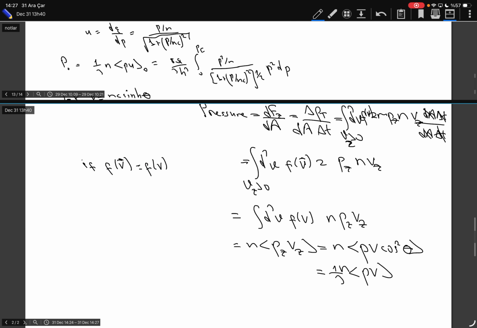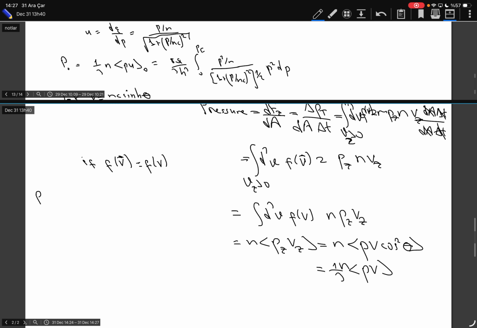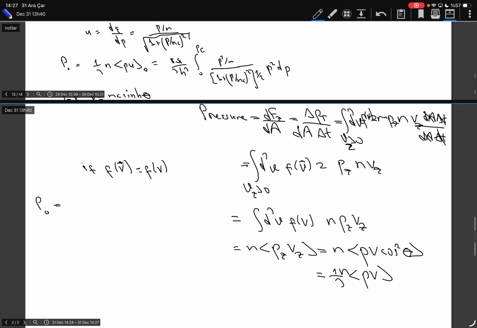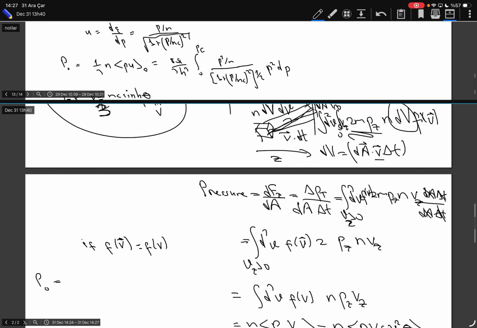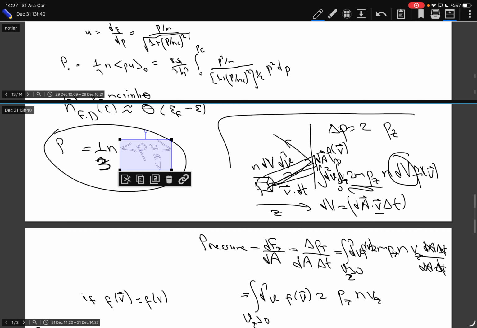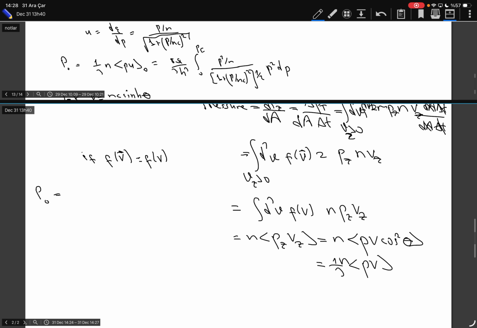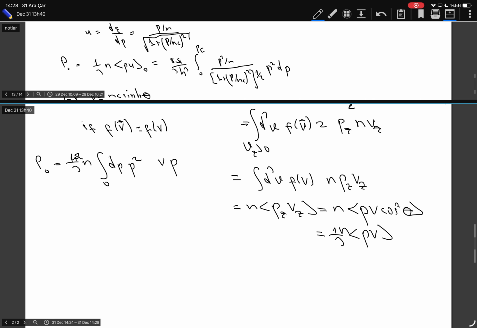Now here we have a thermal distribution. So the pressure at 0 temperature will be, well, on one hand, I can calculate this average, let's say, 1/3 n. I can integrate over all angles. That will give me a 4 pi. I have dp p squared vp. Now the question is, what is the velocity of these particles from 0 to p Fermi?